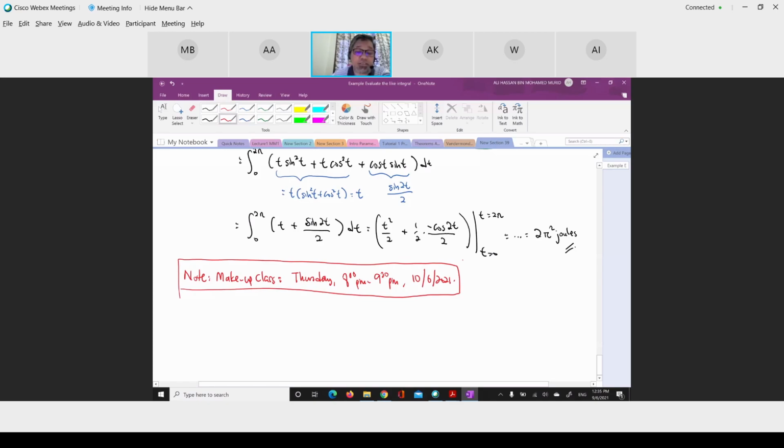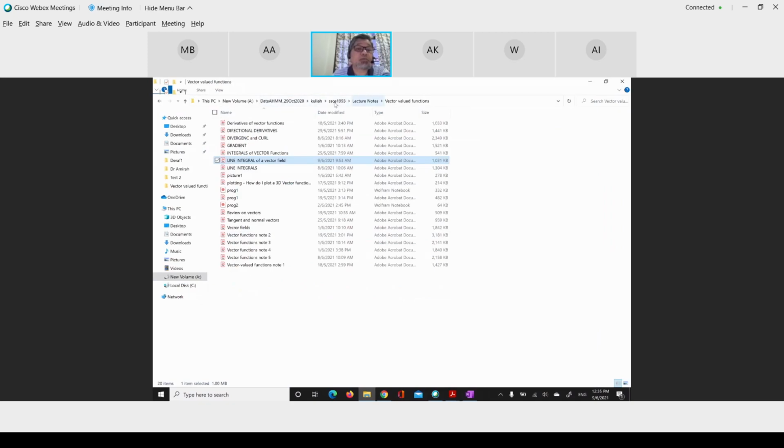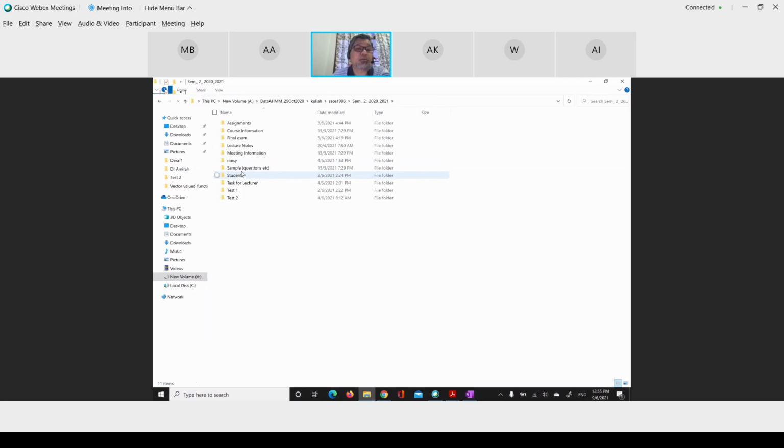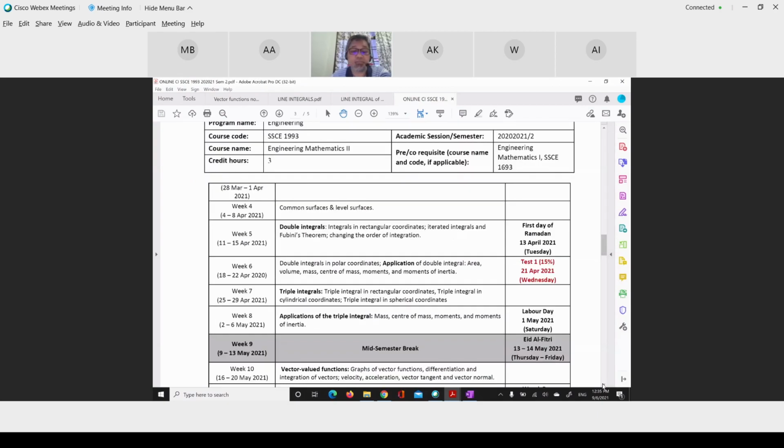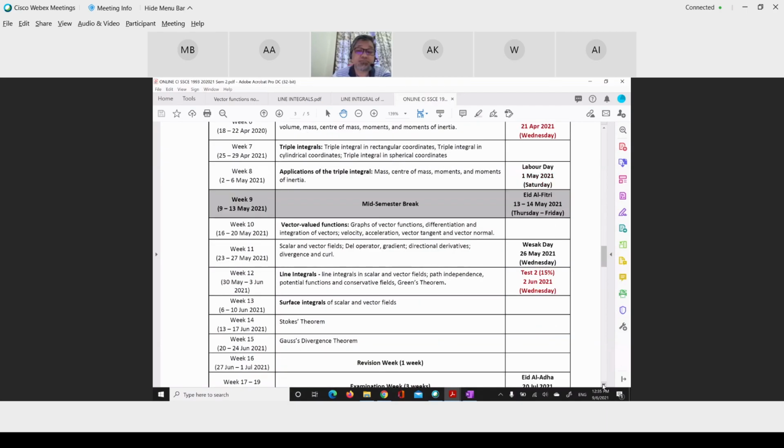So what I will discuss tomorrow is this. Look at our course information: line integrals in scalar and vector fields. I've also discussed with you these potential functions and conservative fields. So tomorrow, I will discuss path independence as well as Green's theorem. For path independence, you need to recall how to recover a scalar function from the gradient. That will simplify things.